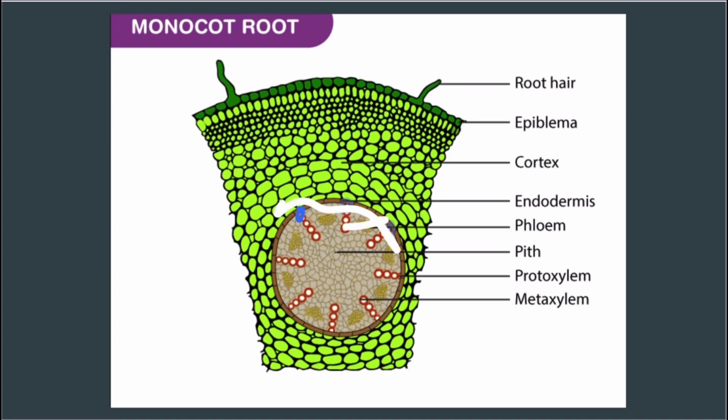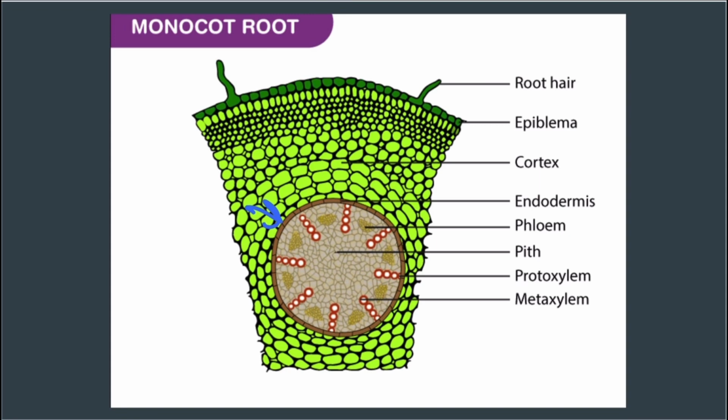Next, we're going to look at the cortex, which is the largest area of the monocot root. It has many cells that lie beneath the epiblema, and it serves as a storage tissue and helps in transportation of water and nutrients to the vascular bundle. This circle structure is the vascular bundle. The endodermis is the outermost layer of the vascular bundle, but the innermost layer of the cortex.